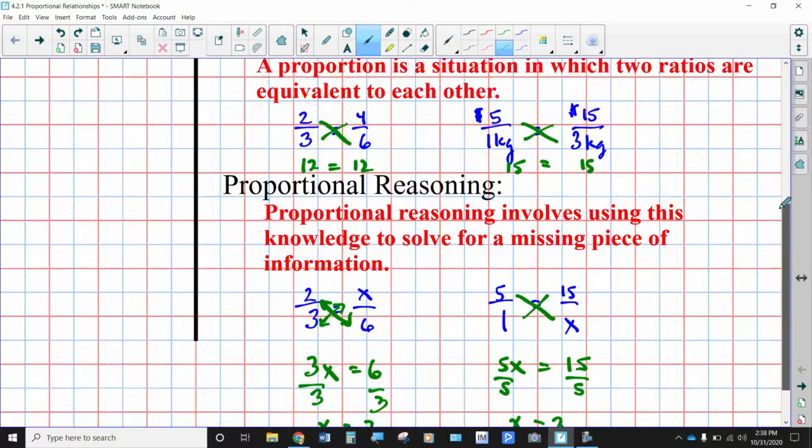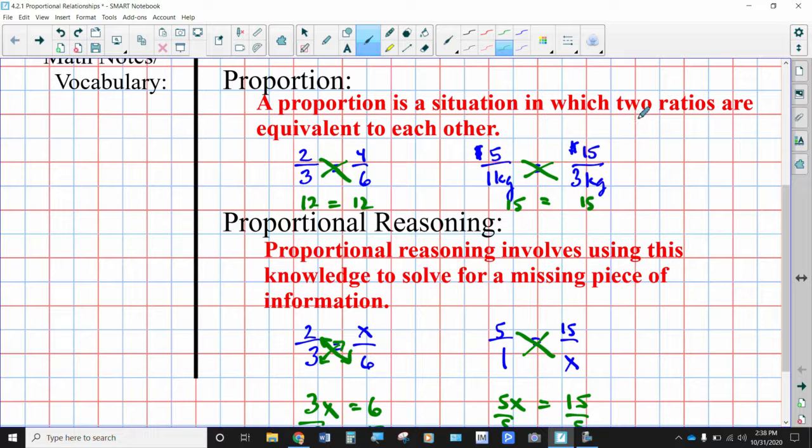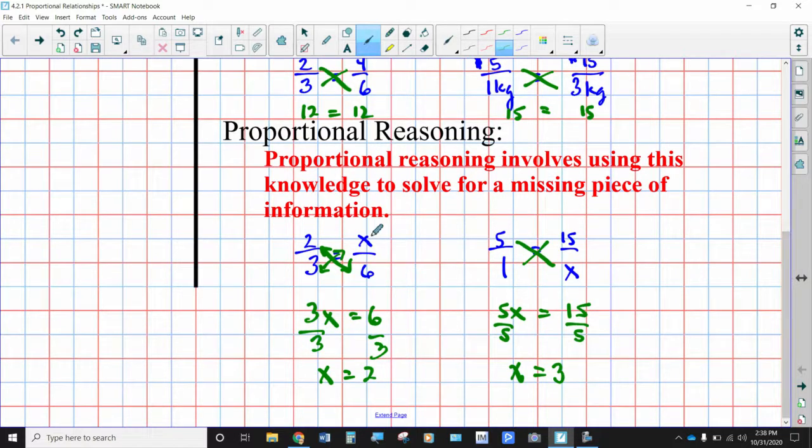So proportions, two ratios that are equivalent to each other. When we're solving problems, we'll have to create those two ratios. And generally, when we're solving problems, one part of the ratio is missing, and we'll solve it using proportional reasoning.